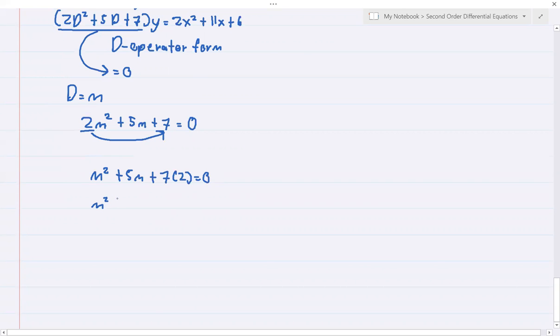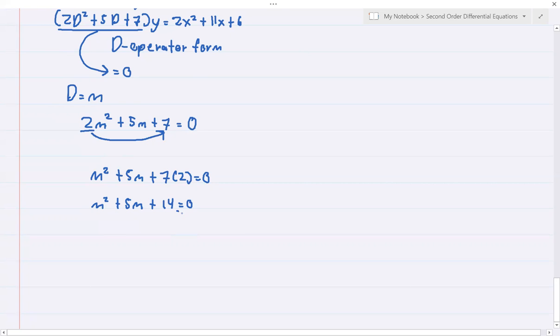So I will have m squared plus 5m plus 14 is equal to 0. Now, I'm going to think what are the factors of 14, wherein if I get the product of the two factors, I'm going to get 14, obviously. And if I add them, the sum would be 5. Basically, I'm going to find two factors that if I multiply them together, the result is 14, and if I add them together, the result is 5.